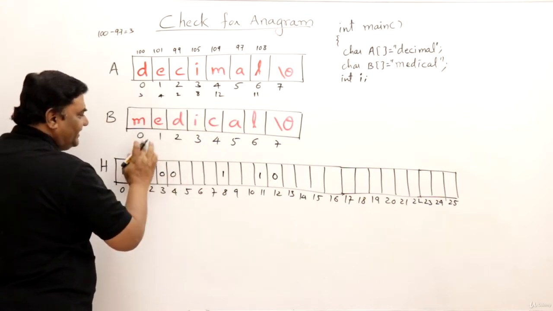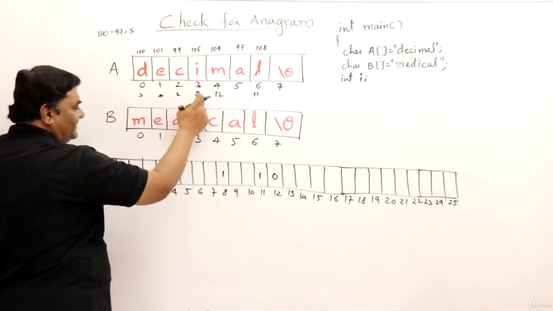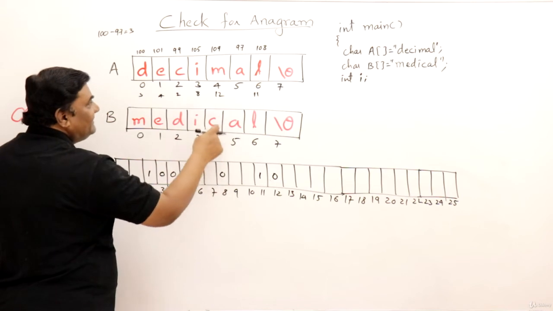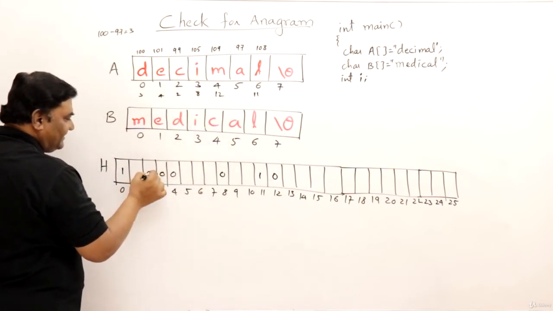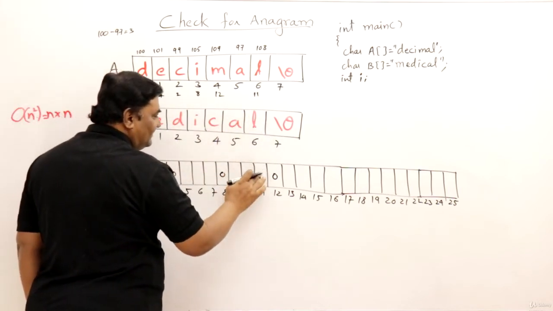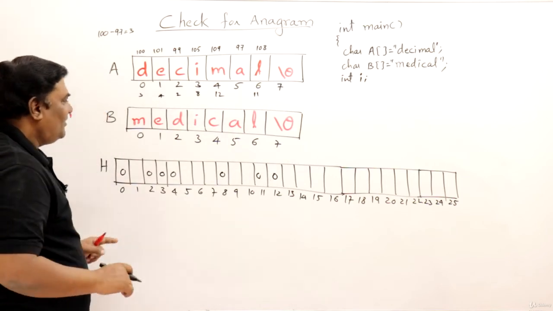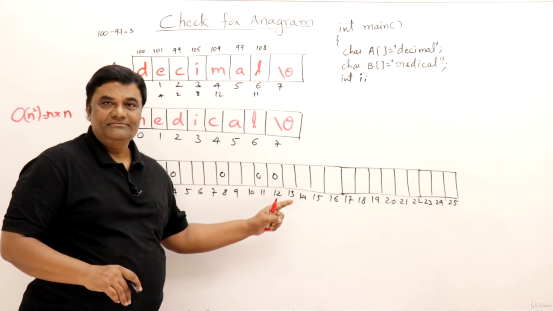Then I, so we are here now. I's ASCII code is 105, minus 97 is 8. Go to index 8 and decrement it. Then C's ASCII code is 99 and its index is 2. Go to index 2 and decrement it. Then A, decrement it. L, decrement it. Finish.